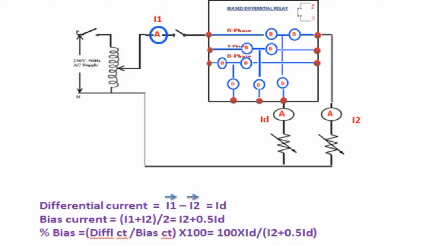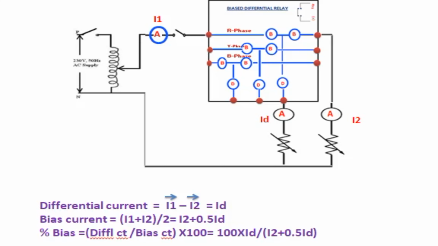That is, we are measuring differential current at various bias settings in R phase, Y phase, B phase. First, we measure the operating value, that is differential current, for bias current equal to 1. Next, we measure the differential current for bias current equal to 2.